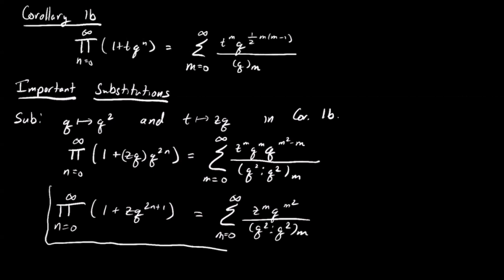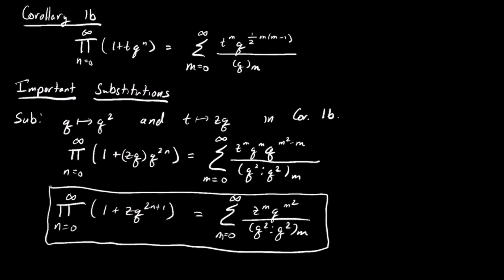And we'll write this equation down. We'll keep it to the side. I will call this equation star. So this will be our very first equation that we want to save. This will occur in the proof of the Jacobi triple product identity. Okay. So this is our very first corollary of our corollary. All right, so it's the very first substitution that we make.